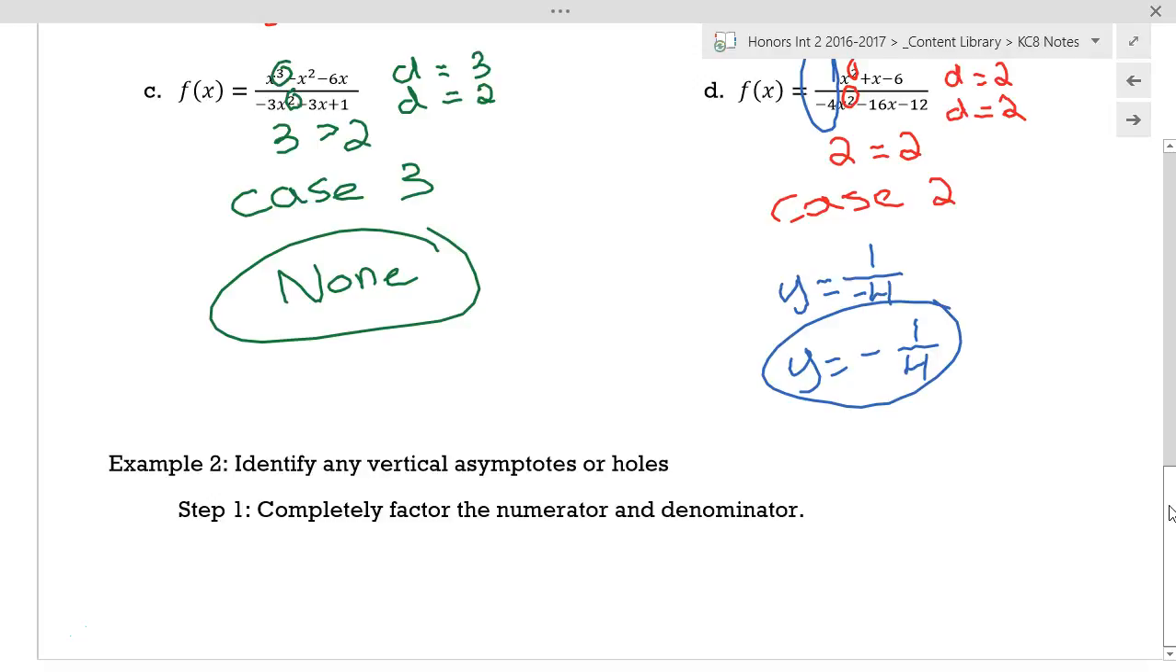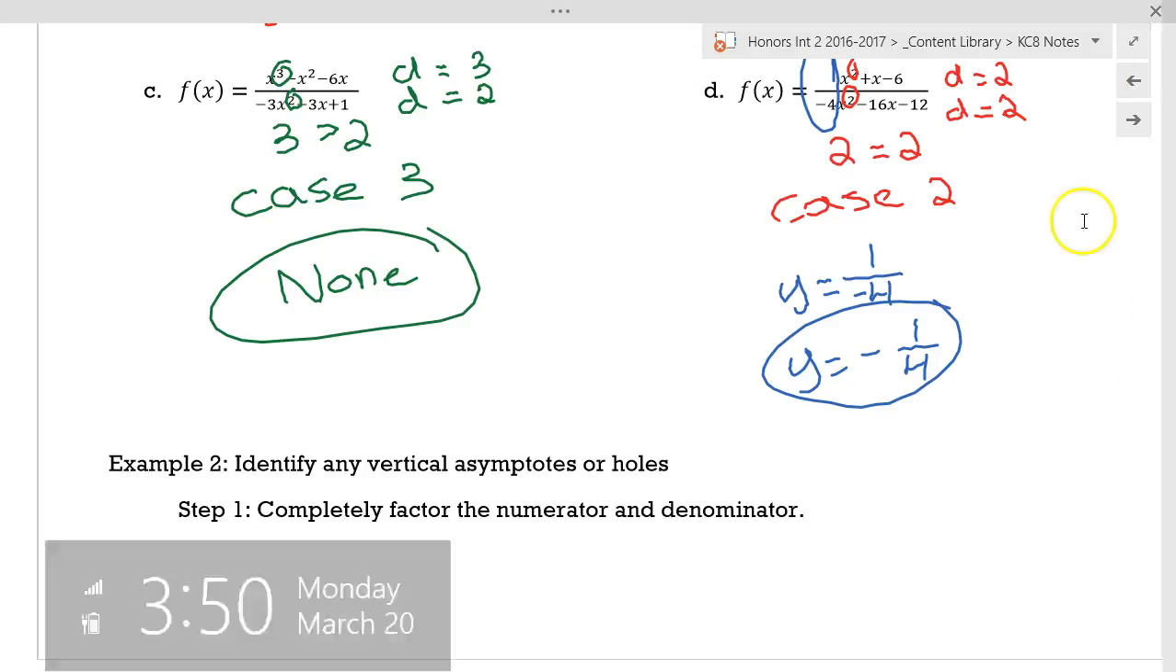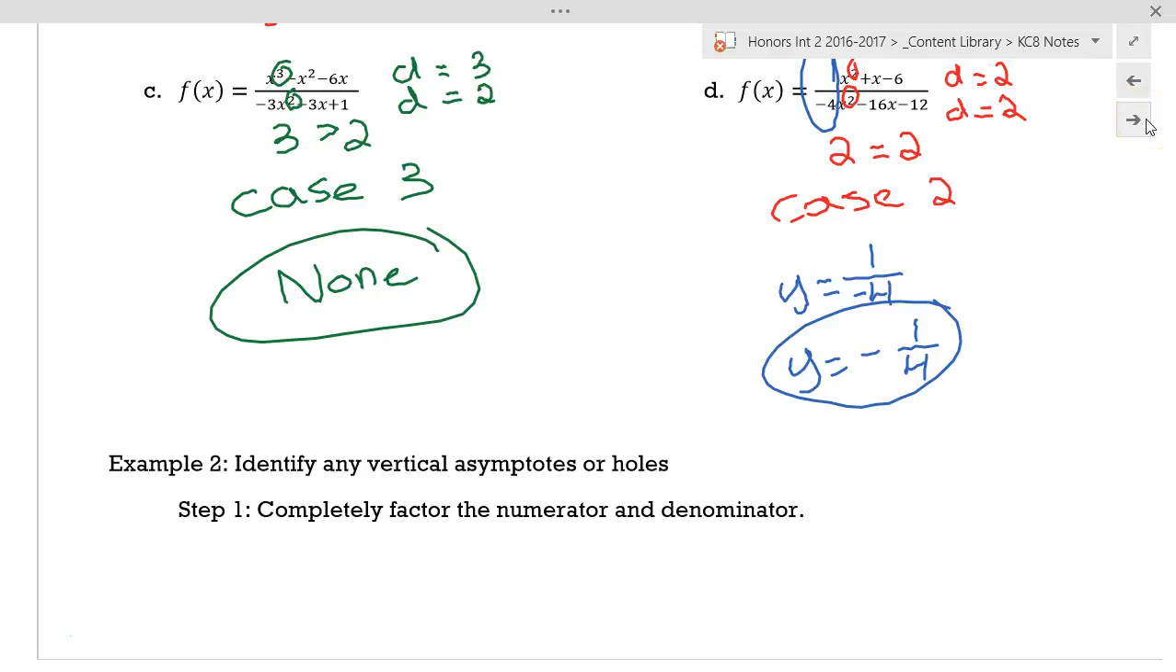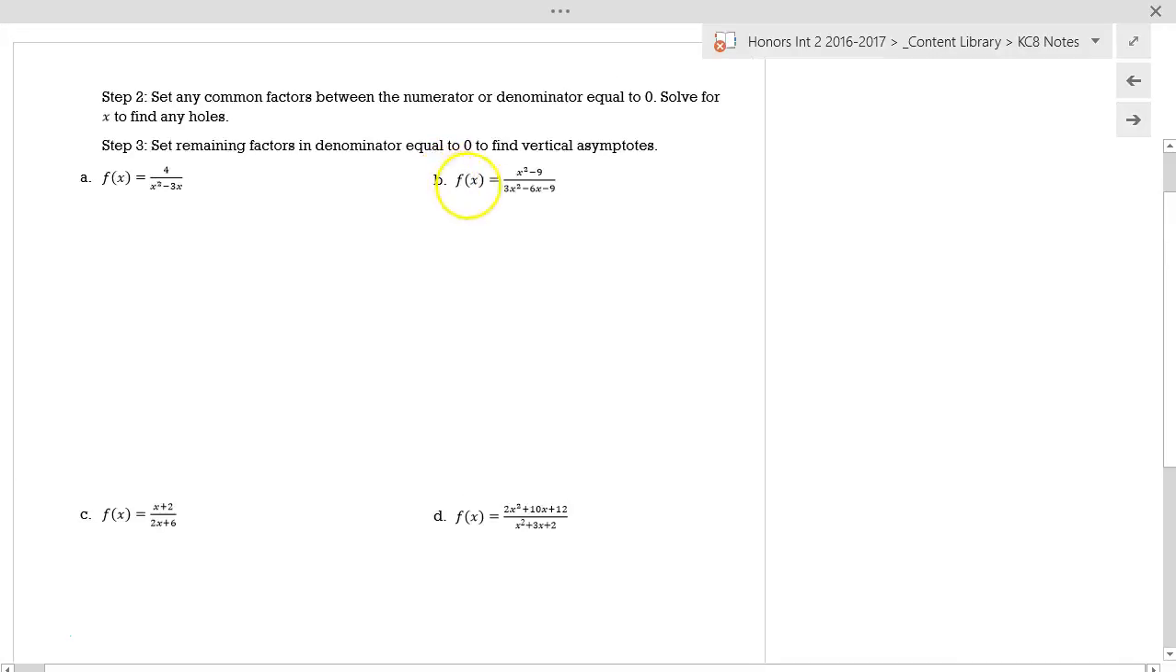For our second example, I'm going to find any vertical asymptotes or poles. There are 3 steps, I believe. The first step is just like anytime we've been simplifying in our last target: you want to completely factor the numerator and denominator.